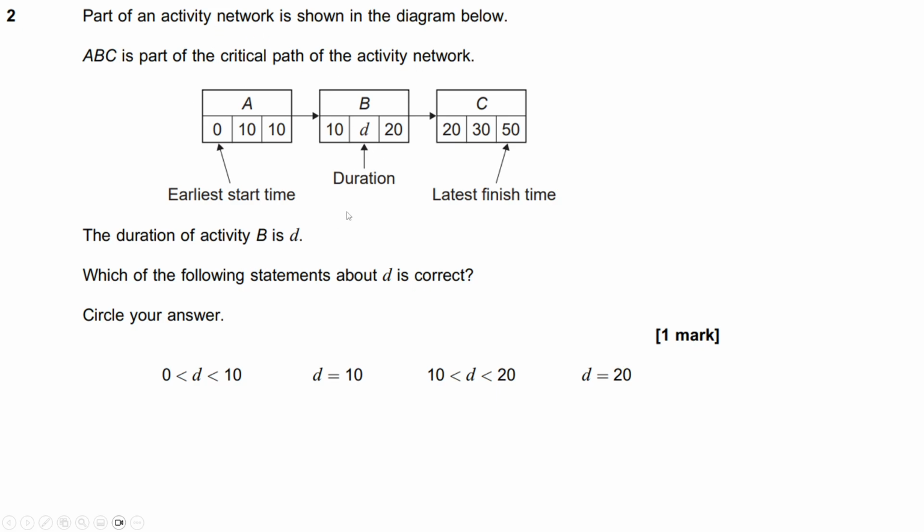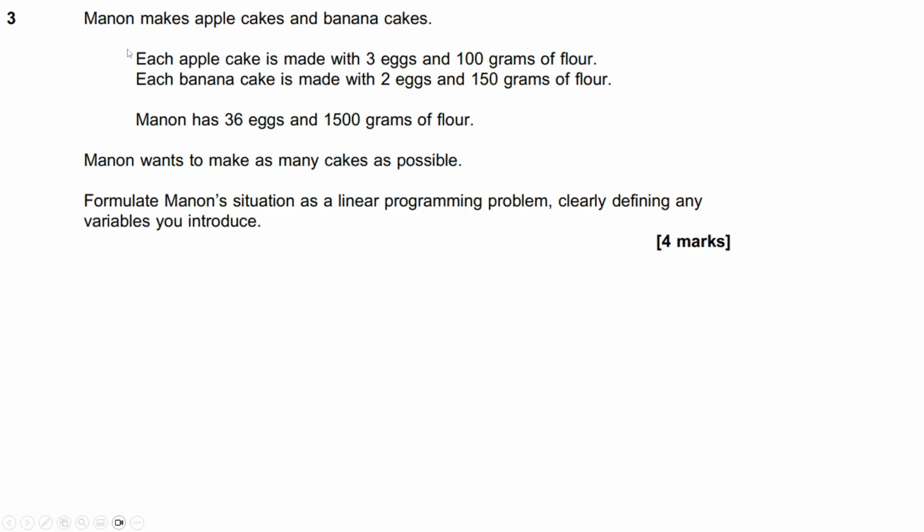Here, activity networks. So what is it asking? Which of the following statements about D is correct? Well, if D is a critical activity, which it says it is, then it must have no float time. For it to have no float time, it must start, and then after its duration, it must end after 10 plus D hours, days, or whatever it is. So D must be 10, right? Because if D was 10, then it would have no float time, and so it would be fine.